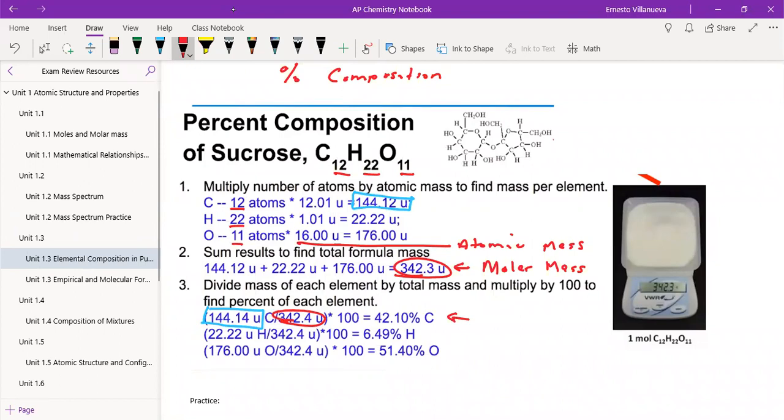So we can see that sucrose is 42.1% carbon, 6.49% hydrogen, and 51.40% oxygen. Okay, that's pretty much it, guys. Again, this is something that we've done in class countless times. Percent composition is just the total mass of the element in the compound divided by the total mass of the compound.